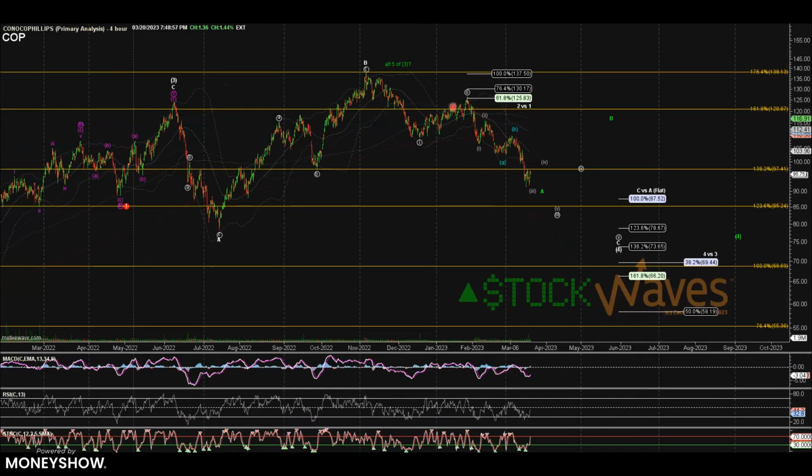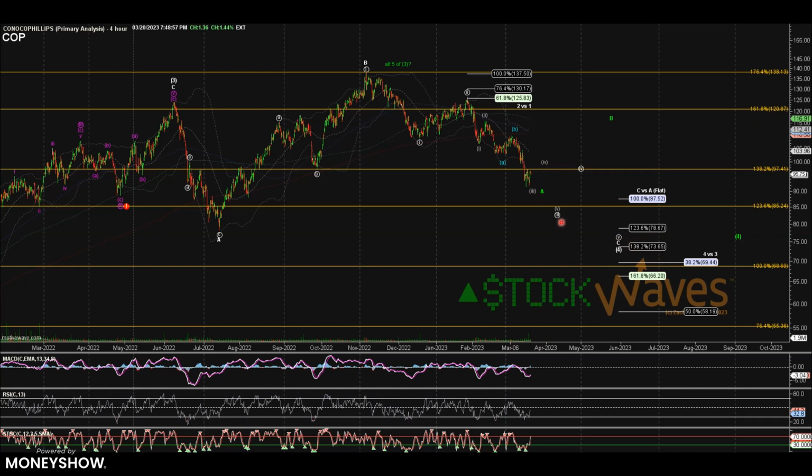COP is another one that we posted early in February as a short wave setup, as the 1-2 start to a C wave down. Very similar to Devon, looks like it can get a little bit lower as the wave 3, then bounce in a 4 and a wave 5. Ideal support in the mid to low 70s. So we can start looking at opportunities to put those placeholders in effect.